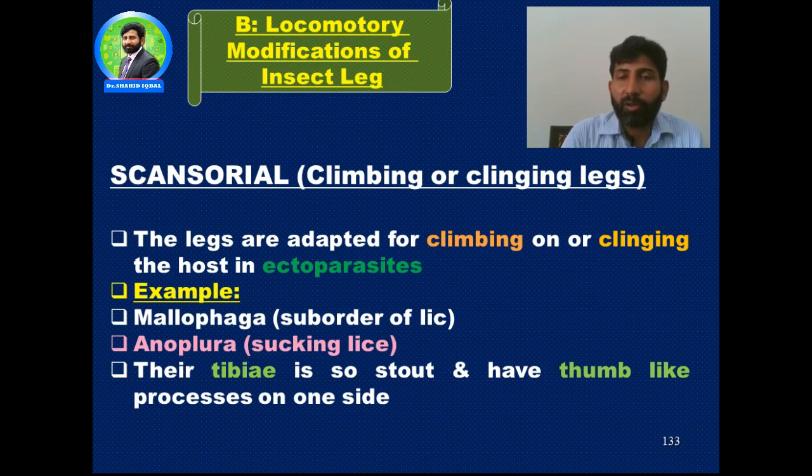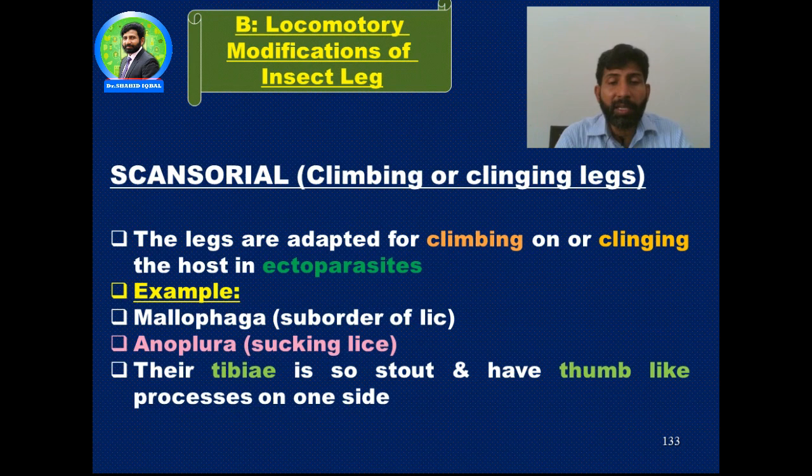Scansorial legs are climbing or clinging legs. The legs are adapted for climbing or clinging to the host in ectoparasites. An example is lice, which are present on human heads; they have this type of limb structure for climbing and clinging. Examples include Mallophaga, the suborder of chewing lice, and Anoplura, the sucking lice. Both are suborders of lice.